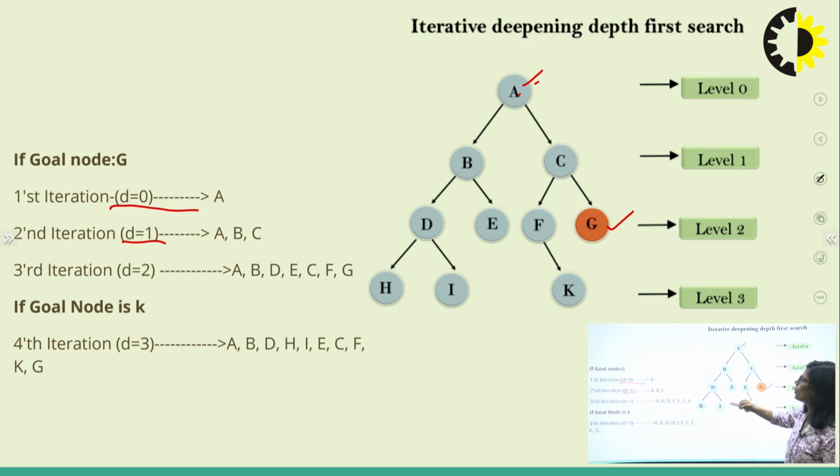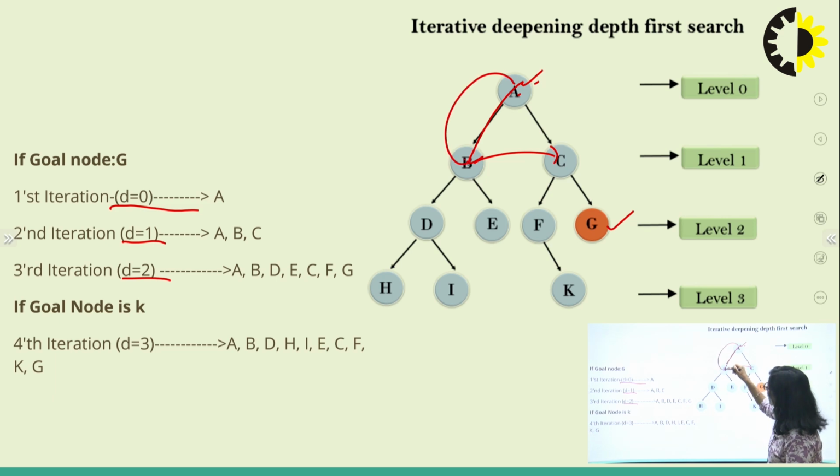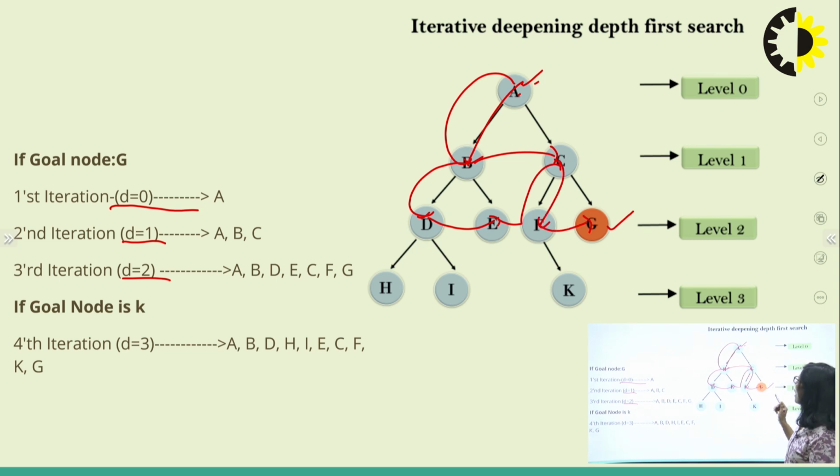So at D equal to 1, I will explore A, B and C. Okay, again, I haven't found my goal node. So I will increase my depth limit to 2. Again, I will start from A. I will visit B, I will visit D, I will visit E. I will visit C, I will visit F, and I will visit G. So in this fashion, I can find the goal node in the third iteration.